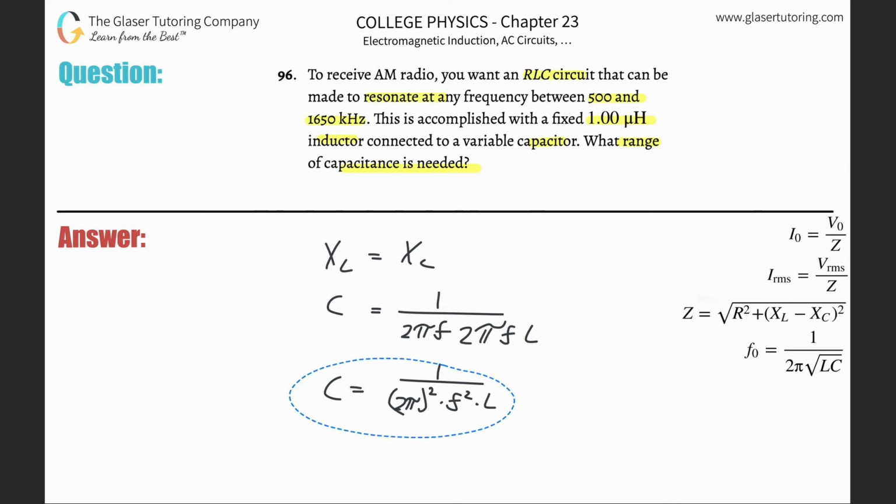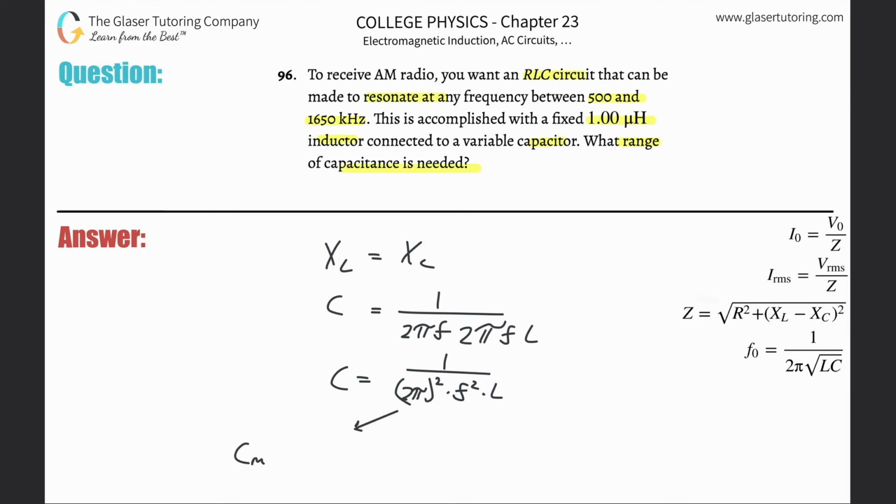So now what I need to do is create two equations. One that will talk about the minimum capacitance first. Notice the minimum capacitance will occur at the maximum frequency because they are inversely related in this formula. As the denominator increases, the overall fraction, which represents the capacitance, decreases. So this is going to be equal to 1 over 2 pi squared, times the frequency. Now the highest frequency here is the 1650 kilohertz.